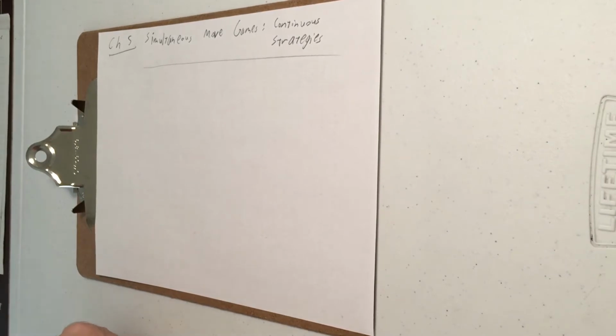Hello, game theorists. Today we are in Chapter 5, looking at simultaneous move games. Last chapter was about discrete strategies where the players had a finite number of options. Now we're going to look at continuous strategies. There will be a whole range of possibilities here.